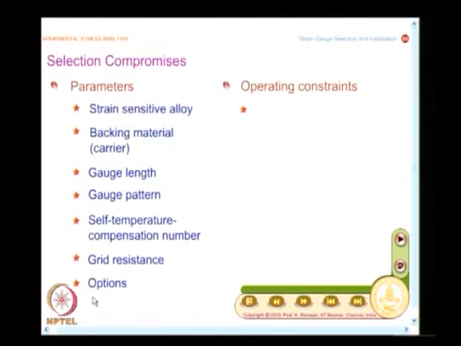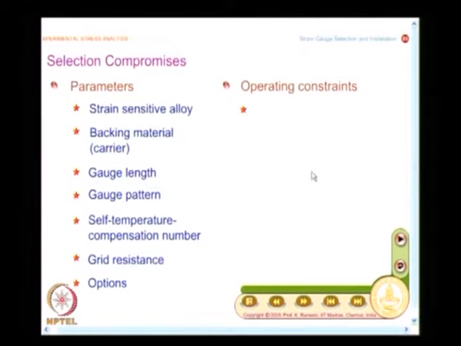And finally, I will also have to select options. We said in one of our earlier applications, we used a Karma alloy for improving the stability, and one of the basic difficulties in Karma alloy is that it is difficult to solder the lead wire. So, you can go for the option of pre-attached lead wires from the manufacturer.